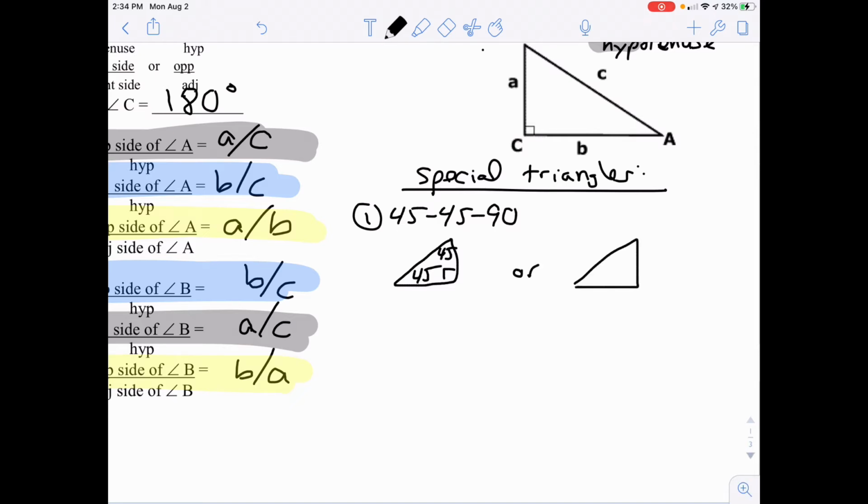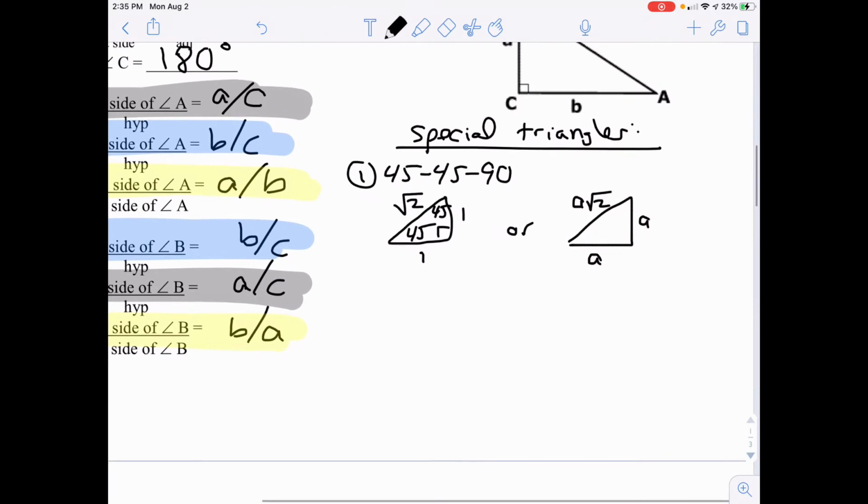Most math classes will represent a 45-45-90 as this side is 1, this side is 1, and by using the Pythagorean theorem, this side becomes square root of 2. Now, that's a specific way of writing a 45-45-90 triangle. A more generic way of writing it would be writing this as A, so A could represent any number, and the hypotenuse would be A times the square root of 2.